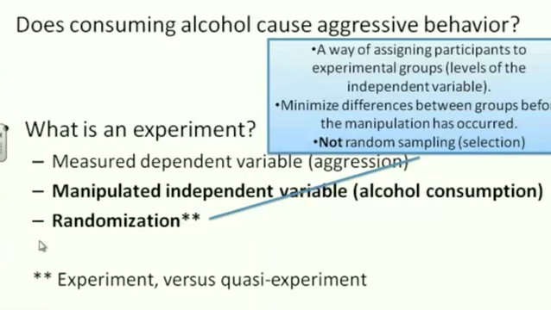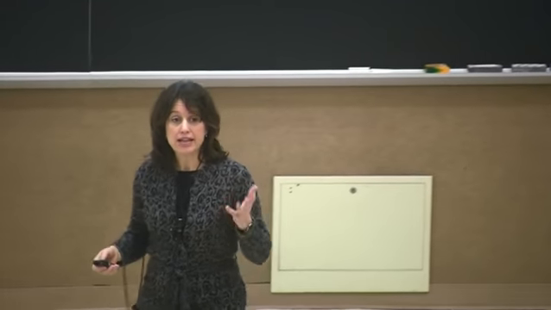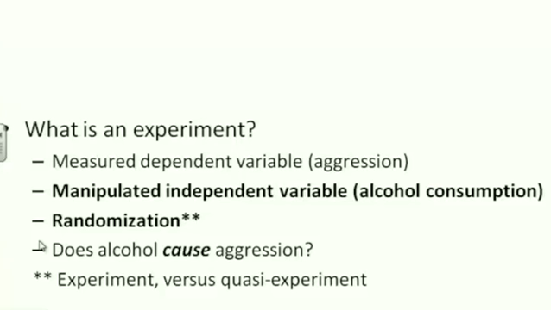So here's the neat thing about experiments: you can actually ask a question about cause. I can ask the question that I'm most interested in. Sure, it is interesting if alcohol and aggression go together, but ultimately what I want to know is, is alcohol causing aggression? I may also be interested in whether aggression is causing alcohol, but one question at a time. Let's tackle first alcohol causing aggression.